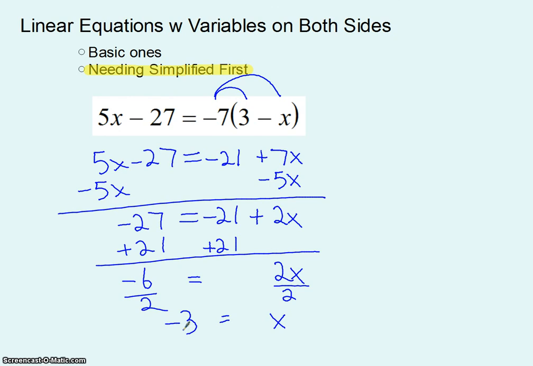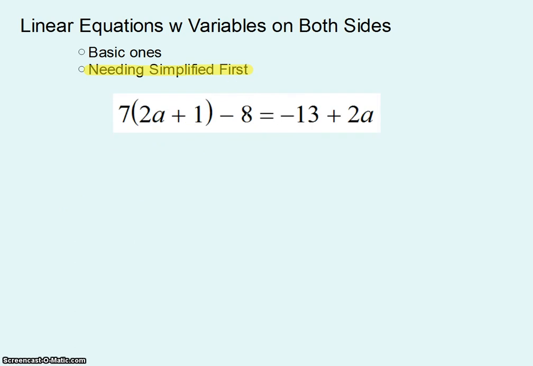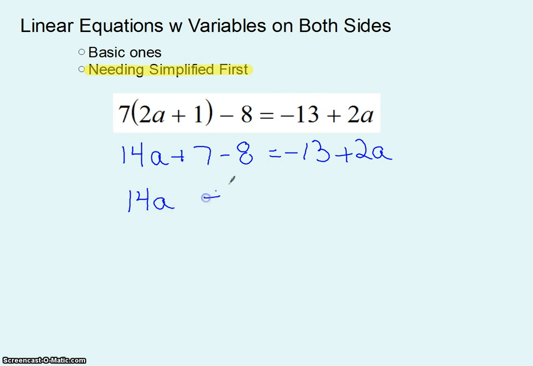So I'm running out of time in my video. I'm limited to 15 minutes, so I want to look real quickly at another one here. This one, not only will I have to use the distributive property, but I'll also need to combine like terms right here before I can really carry on much. So I'll have to write 14a minus 1 equals negative 13 plus 2a. And then I'll carry on like I did before.